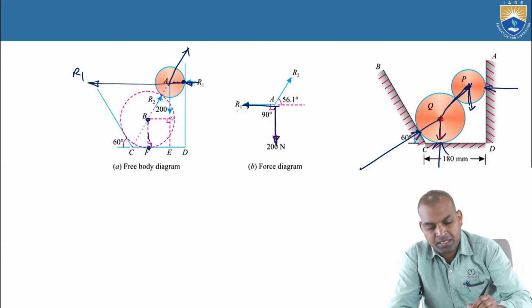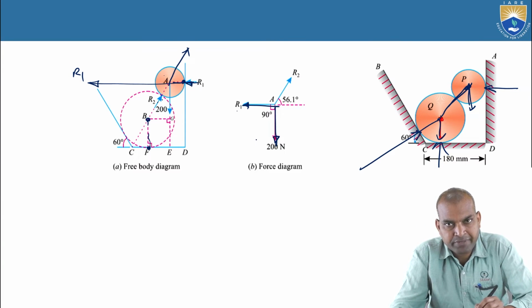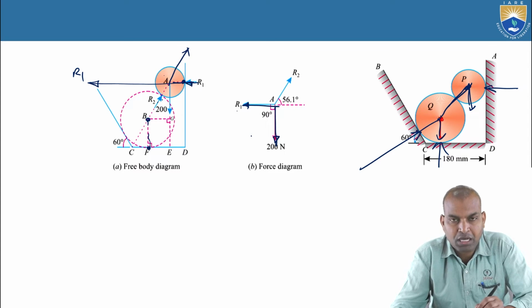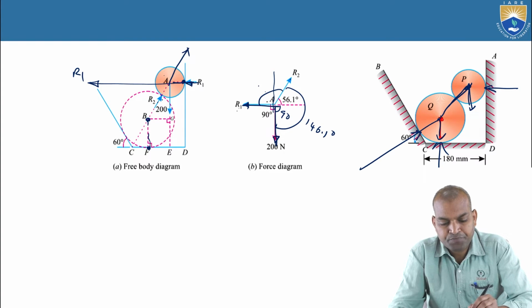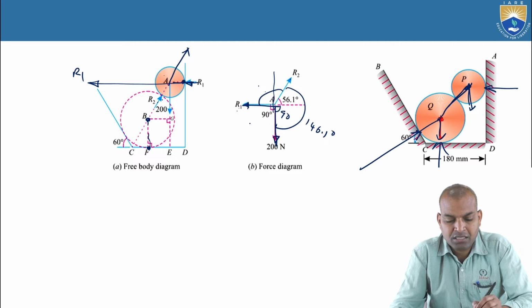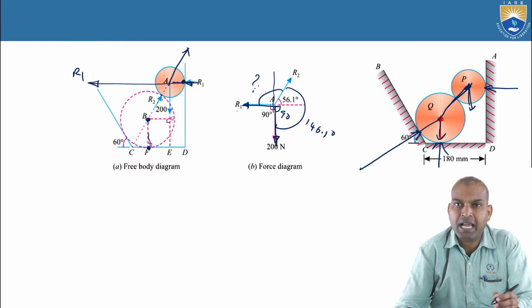We know the angles, so apply Lami's theorem. We can apply Lami's theorem in order to find out R1 and R2. The angle between R1 and 200 newtons is 90 degrees. The angle between R2 and 200 newtons is also 90. So 90 plus 56.1, that is 146.1 degrees. Then what about the angle between these forces? That is 360 minus (90 plus 56.1) degrees.